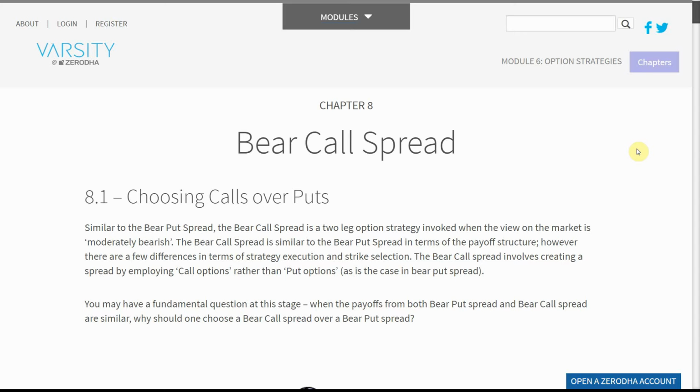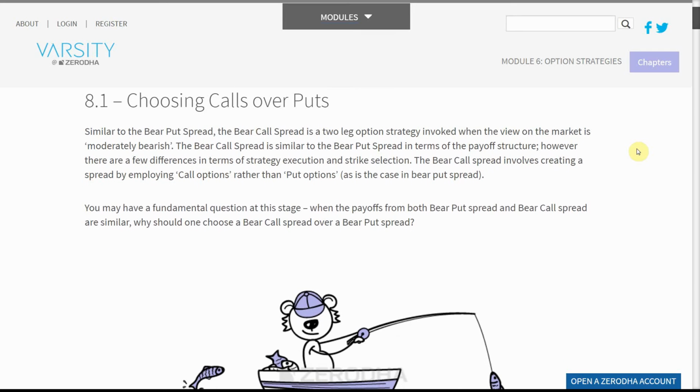Bear Call Spread. 8.1 Choosing calls over puts. Similar to the bear put spread, the bear call spread is a two-leg option strategy invoked when the view on the market is moderately bearish. The bear call spread is similar to the bear put spread in terms of the payoff structure.